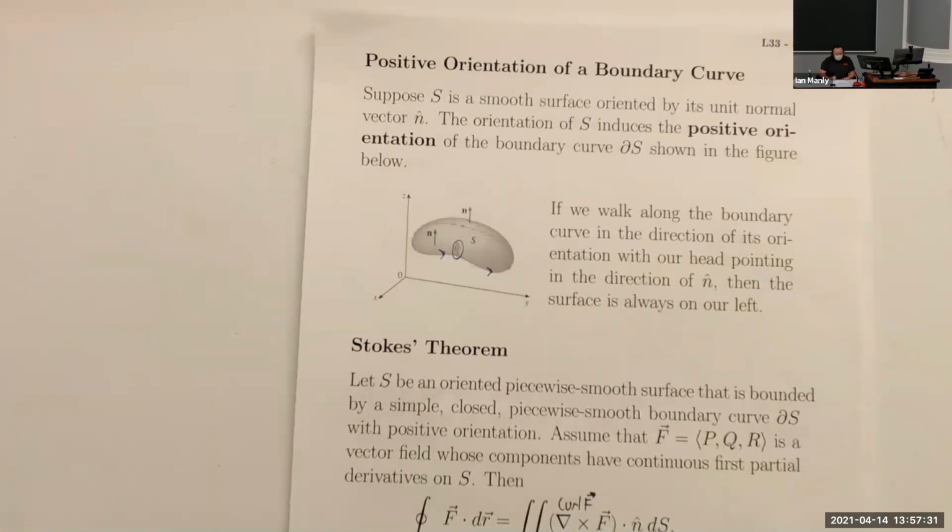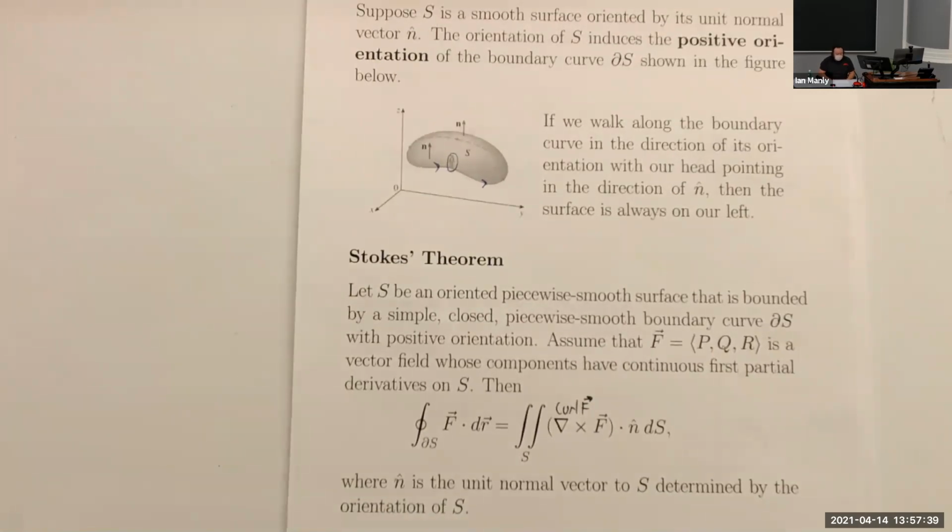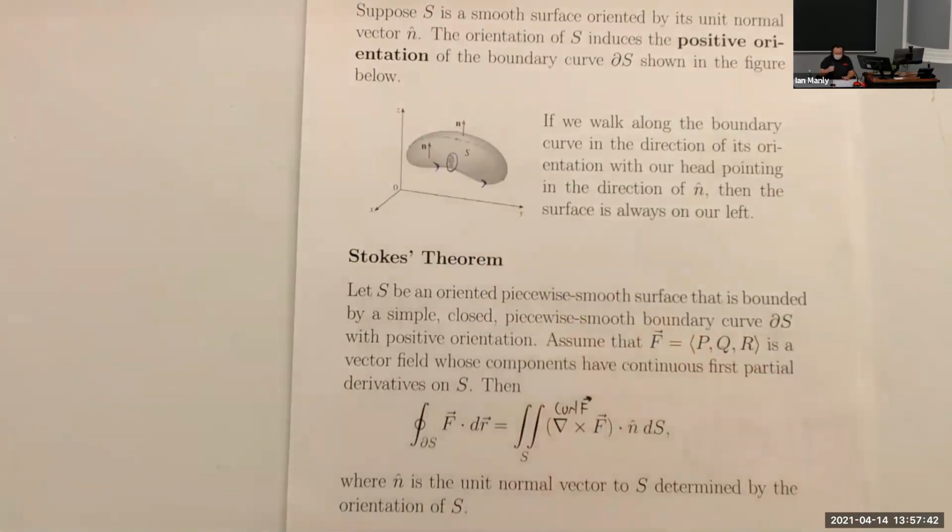All right, with that being said, let's go ahead and get to Stokes' theorem now that we know what that orientation is. Let S be an oriented piecewise smooth surface that is bounded by a simple closed piecewise smooth boundary curve, kind of like this right here, with positive orientation. Assume that we have a vector field, which now can be over 3 dimensions, P, Q, and R, whose components have continuous first partial derivatives. So we can compute this. Then Stokes' theorem says that the integral around the boundary of F dot dr is going to be the surface integral of del cross F, which we learned last time was called the curl of F, dotted with the normal vector dS, where n is the unit normal vector determined by the orientation of S. So using the curl, we were able to create a generalization of Green's theorem called Stokes' theorem.